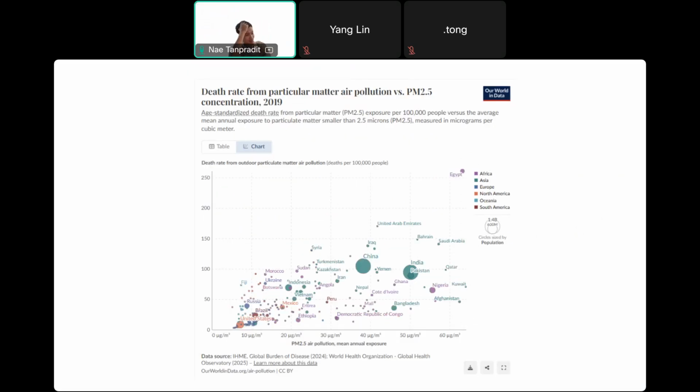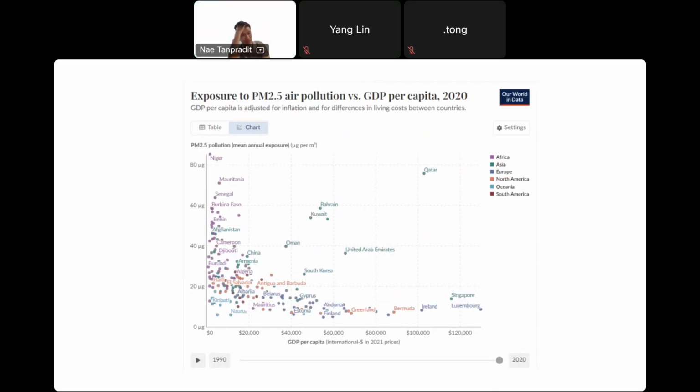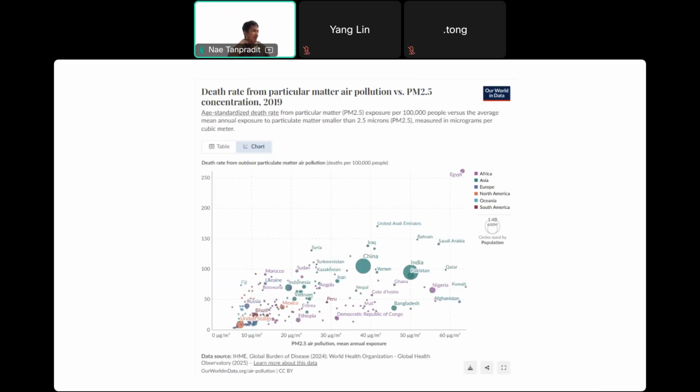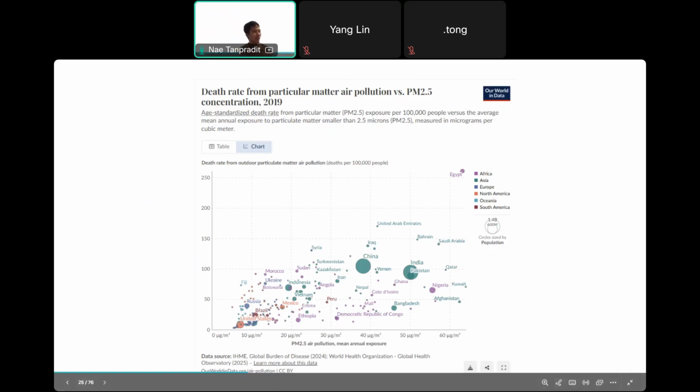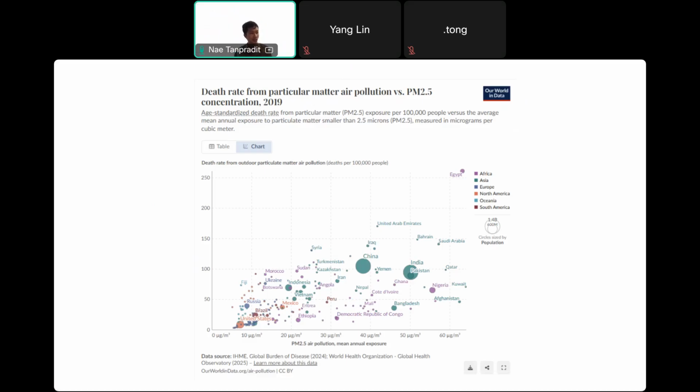Okay, death rate. Why are we talking about this? Because the pollution of the air by PM 2.5 is a serious thing. It's serious because it's causing death. There's a death rate from PM air pollution, and PM 2.5 has a positive correlation. The bigger circle is the population. You see China and India are affected by the high death rate from PM. The higher the PM, the higher the death rate from air pollution.